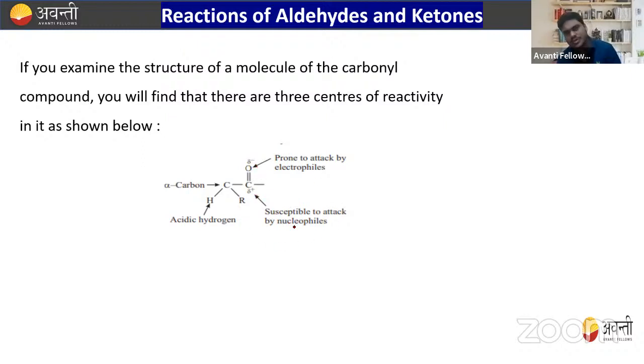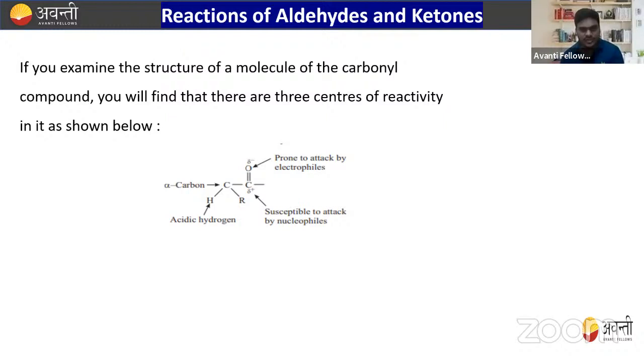This shows that it is prone to attack by the electrophile, because the electrophile has a deficiency of electrons and wants electrons. So the oxygen having negative charge can donate electrons. However, the carbon also acquires a positive charge, so it is susceptible to attack by the nucleophile. Now, this C and R: this H is an acidic hydrogen because it is on the alpha carbon. So alpha hydrogens are more acidic in nature as compared to the others, right? So this is all about it.